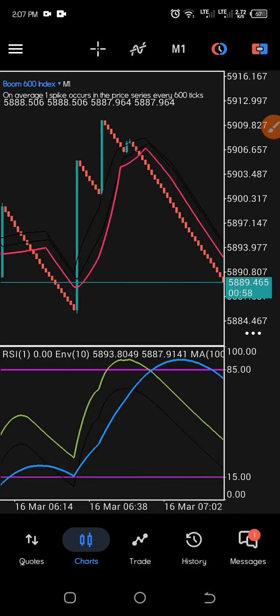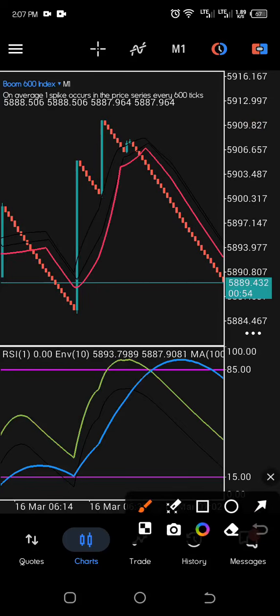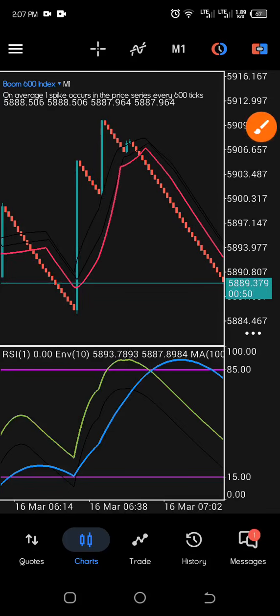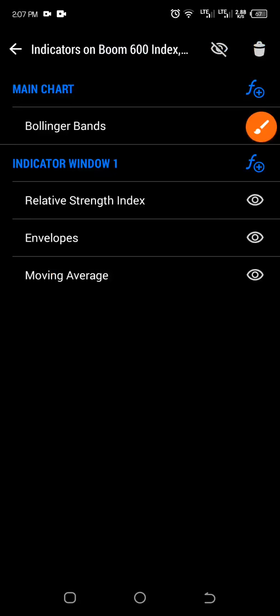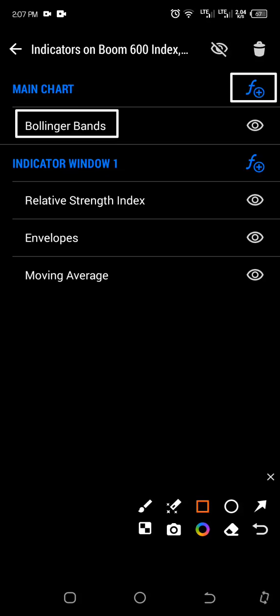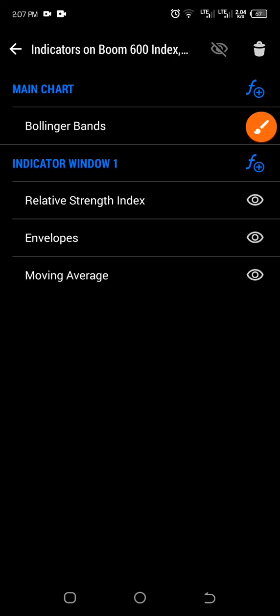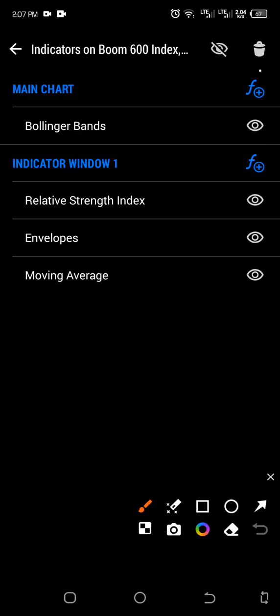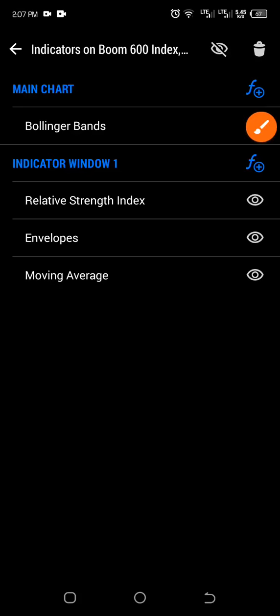Okay. So to set everything up, we are going to click on this icon we are seeing at the top. Okay. So this is where we are going to be adding all our indicator up. So after clicking on it, the first indicator we are going to be adding is going to be the Bollinger Bands. Okay, so how do we add this Bollinger Bands up? We click on this indicator window one. We set indicator window, sorry. You click on the main chart, you click on this F plus. That is what we are going to be clicking. Sorry. So after clicking on it, then the first indicator we are going to be adding is the Bollinger Bands.